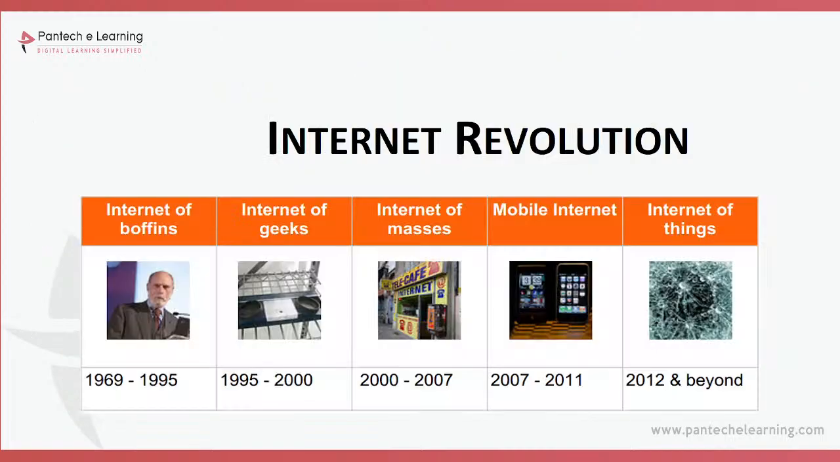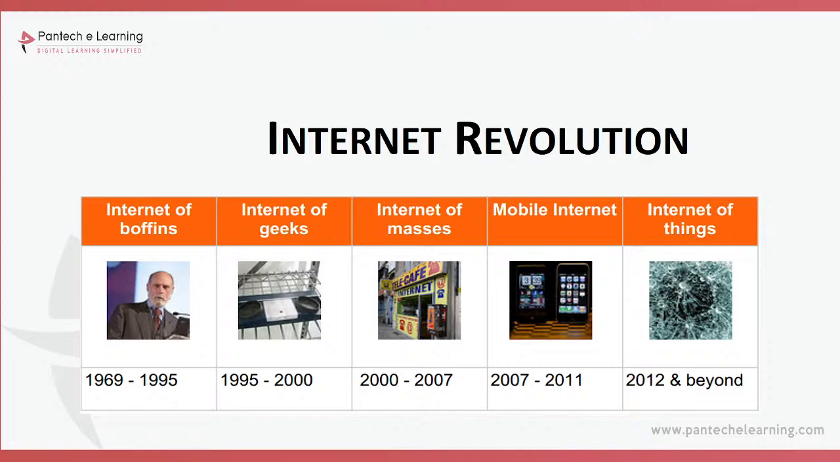So here is the internet revolution. Where did it start? The internet of boffins, 1969 to 1995. These are the people who used it at that time. Next, the internet of geeks. Geeks means MNC companies, we can call them. From 1995 to 2000, at that time IoT was at a peak level.